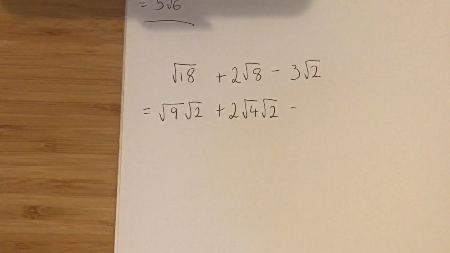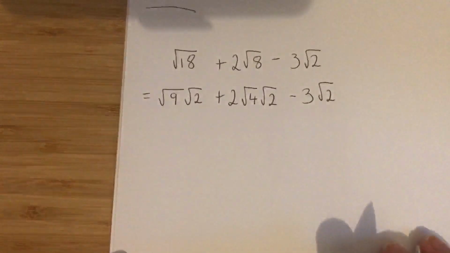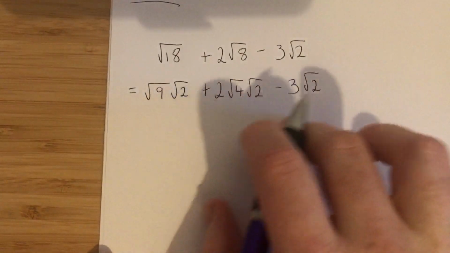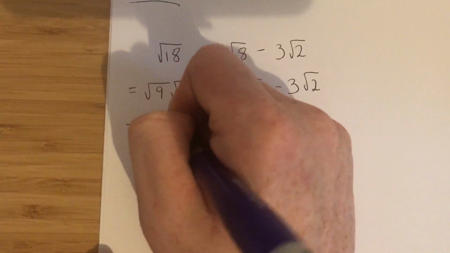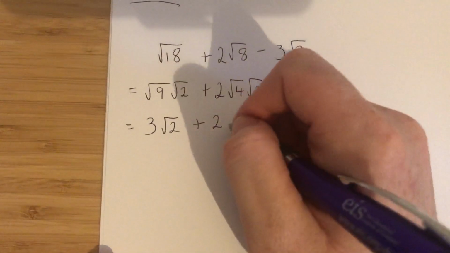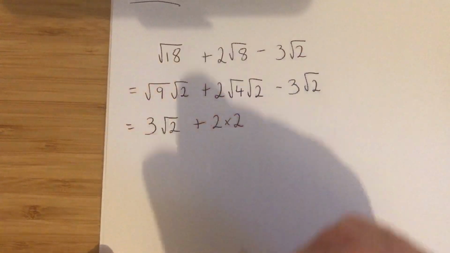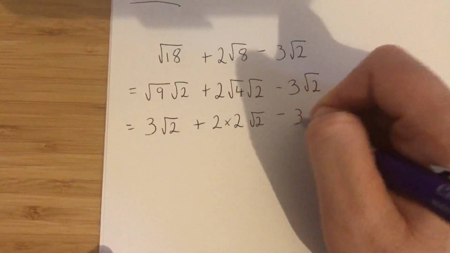And minus 3 root 2 has only got a root 2 there, so actually that cannot be simplified, so we've got 3 root 2. This is looking good because we've got a root 2 in each one. So square root of 9 is 3, so we've got 3 root 2. Plus we've got 2 times the square root of 4, which is 2, times square root of 2, minus 3 root 2.